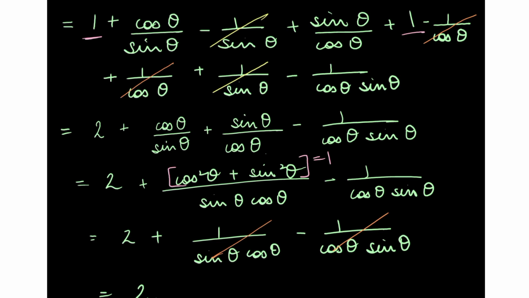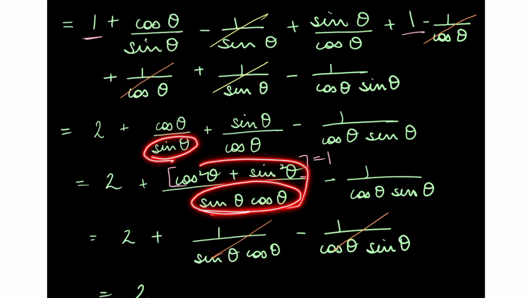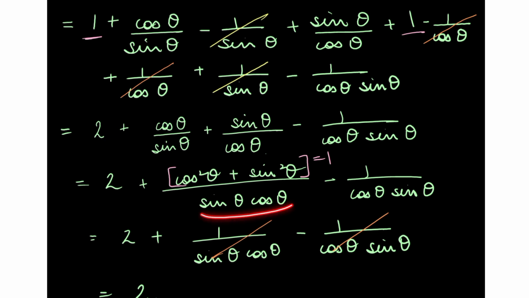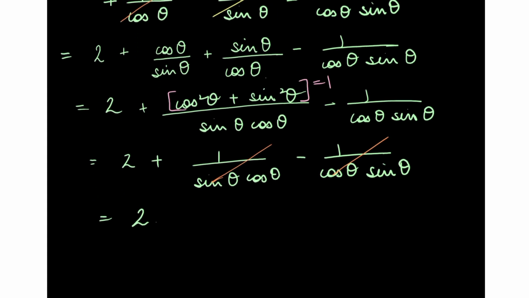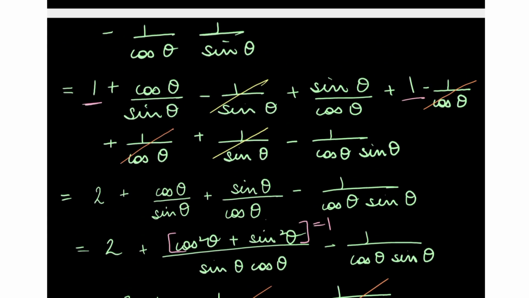We can take 1 upon sine theta cos theta in the denominator. So sine theta cos theta divided by sine theta leaves us with cos theta into cos theta, cos square theta. Similarly, sine theta cos theta divided by cos theta gives us sine square theta. So cos square theta plus sine square theta equal to 1. Now here we have plus 1 upon sine theta cos theta minus 1 upon cos theta sine theta. These are the same, so we can directly cancel it out. So what we are left with is 2. This is the answer that we get after evaluating the expression.